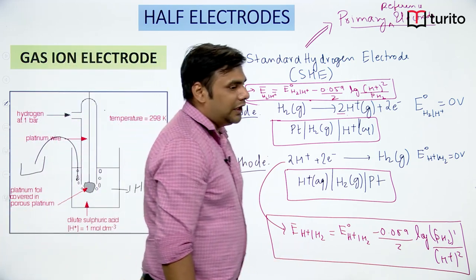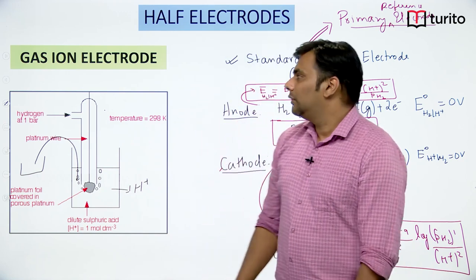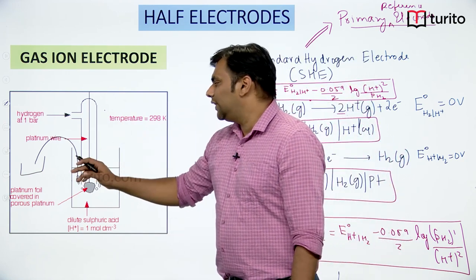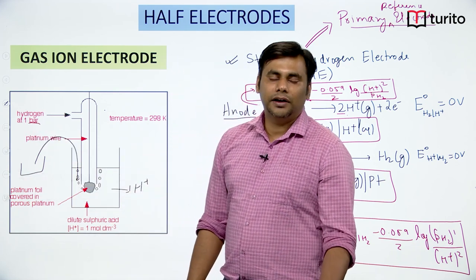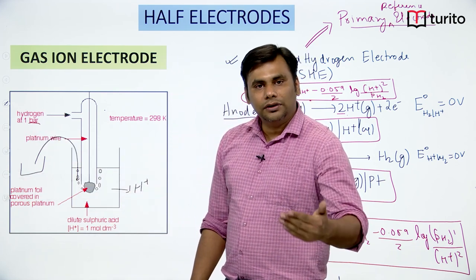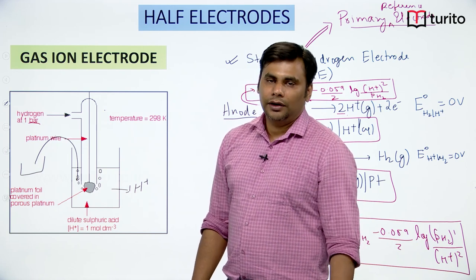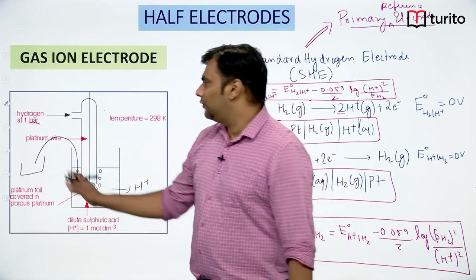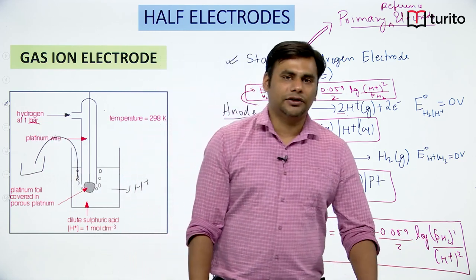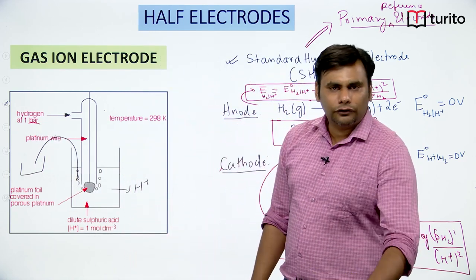But this has some demerits also. In this, we always have to bubble the hydrogen at 1 bar. That is a very difficult thing, because we have to continuously maintain the pressure at 1 bar; once the hydrogen starts reacting, its pressure would keep on decreasing. So we have to maintain the pressure of 1 bar additionally, and that would involve a lot of cost.